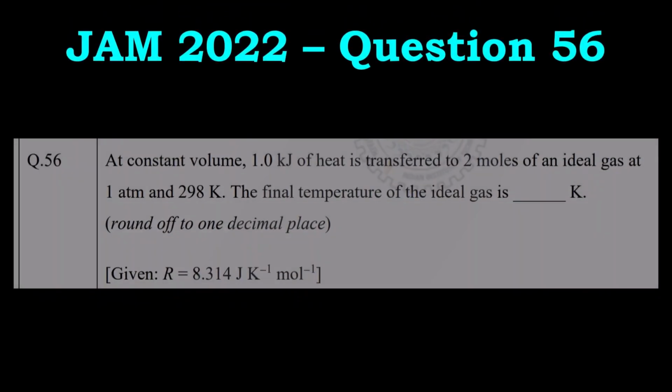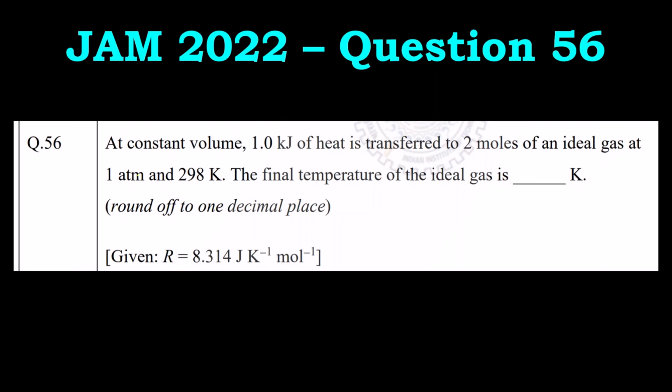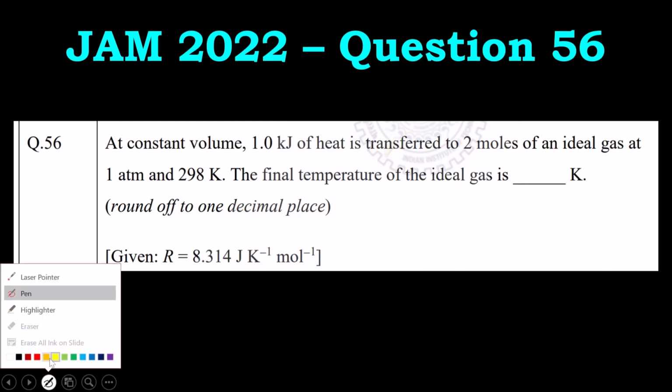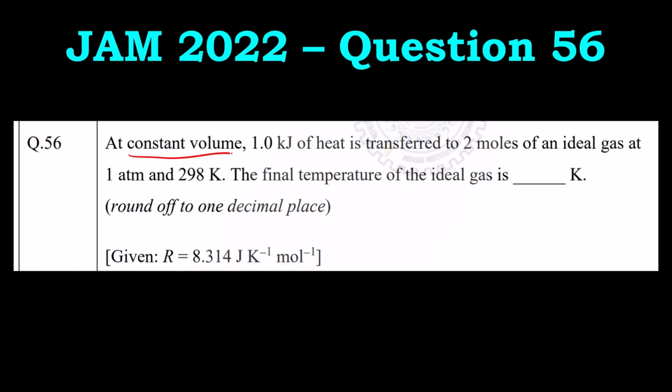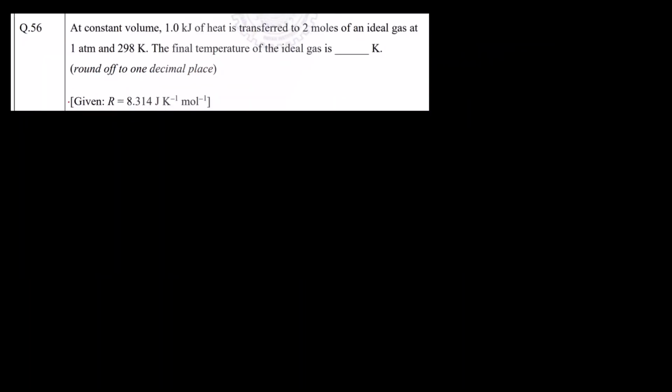So in today's video, we are going to discuss question 56 that was asked in the JAM 2022 paper. At constant volume, 1 kilojoule of heat is transferred to 2 moles of an ideal gas at 1 atmosphere and 298 Kelvin. The final temperature of the ideal gas is how much? Let us first write down the given data. 1 kilojoule of heat Q is given to us.